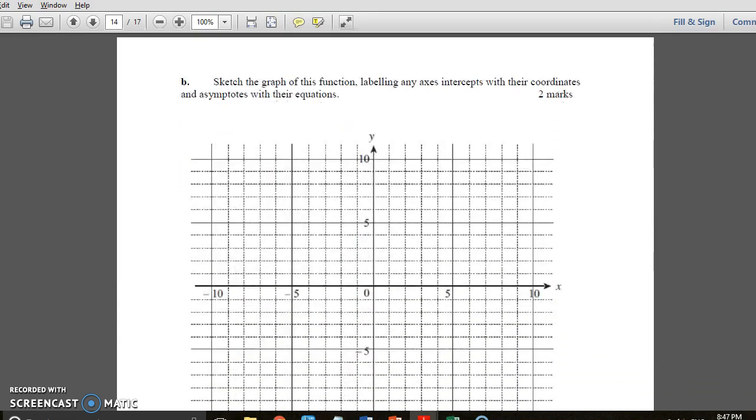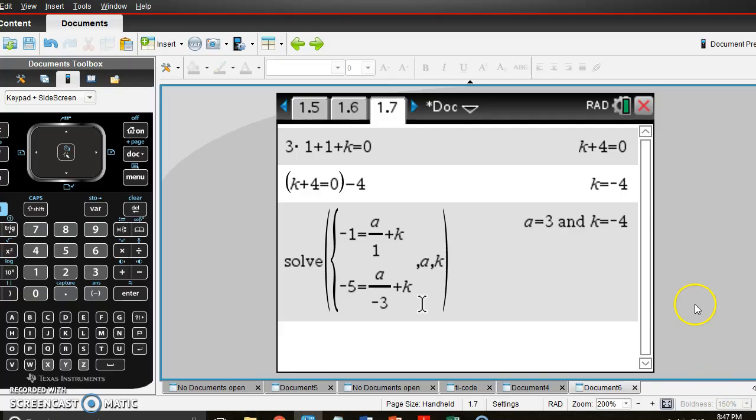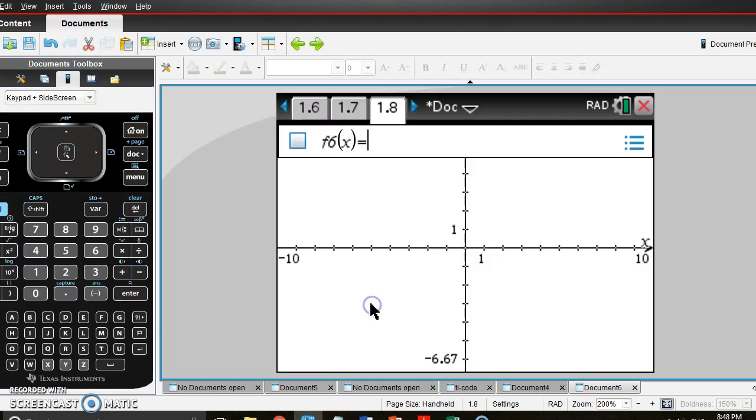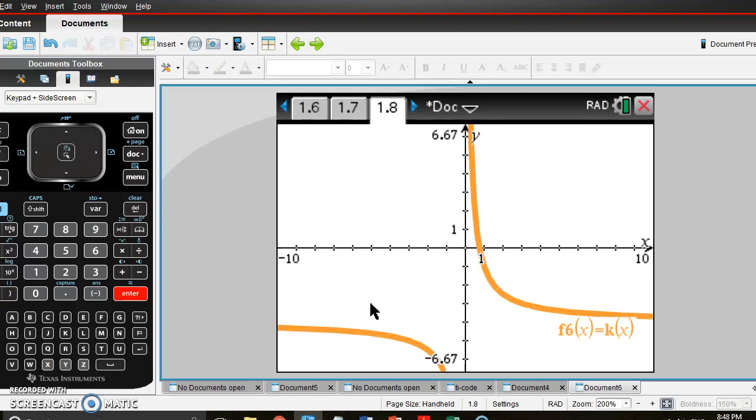So from there, we've got a and k, so we'd write a new function. We'll call it k of x, define, it just makes it easier: k of x equals 3 over x, minus 4, because that's our equation. Then we just go to a new graph and graph k of x, and there it is.